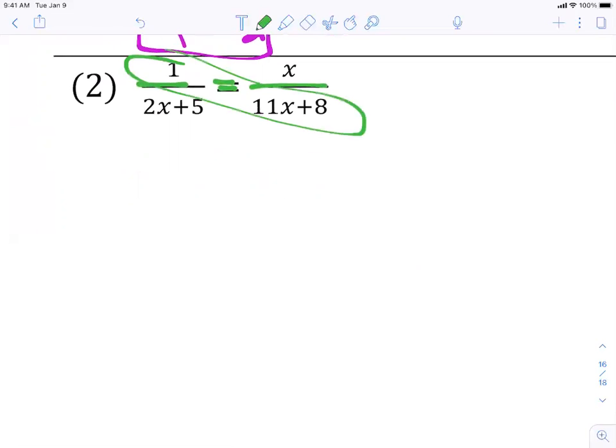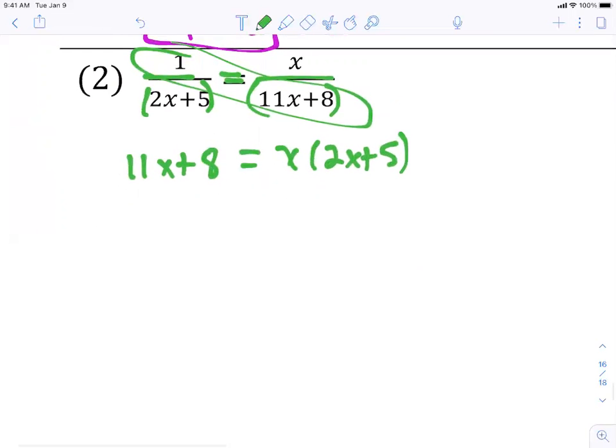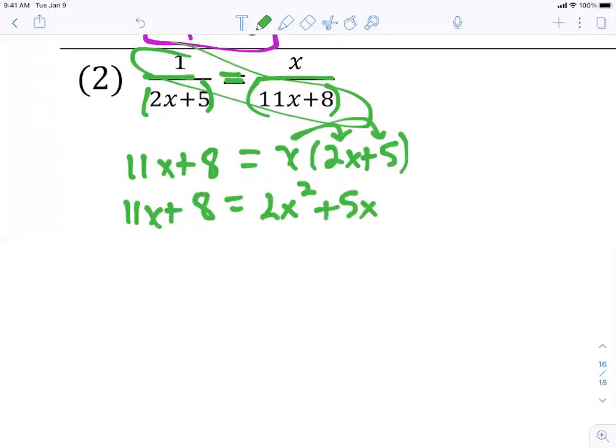So obviously 1 times this whole denominator is going to be 11x plus 8. And on the other side, x times this entire denominator goes on the other side. And now there's no fractions. Now I simply go ahead and distribute and simplify. So to do that, I'm going to distribute my x to both that 2x and that 5. It's going to leave me with a 2x squared. And x times 5 is going to end up being 5x.